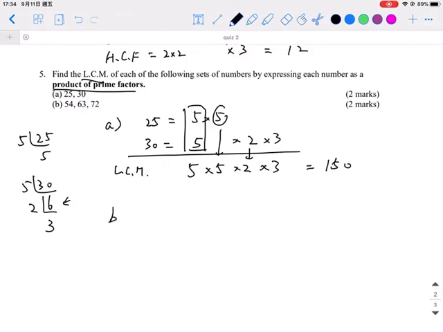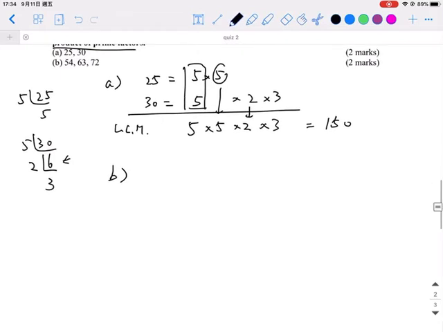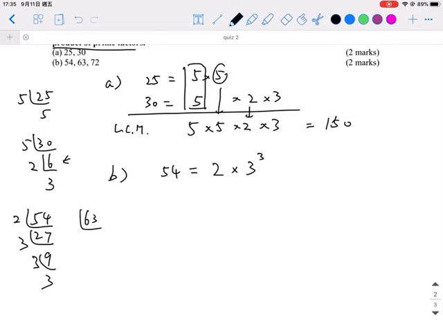Okay, for the last one, for part B, for 54, I change to index notation of prime number factors. So 2 times 27, 3 times 9, and 3, 3. So a faster method, I find that some students use the faster method with product of index notation. So I will try to demonstrate once to you. So that means 3 to the power 3, right? And the other one for 63, that means 3 times 21, 3 times 7. So 63 is equal to 3 square multiplied by 7.